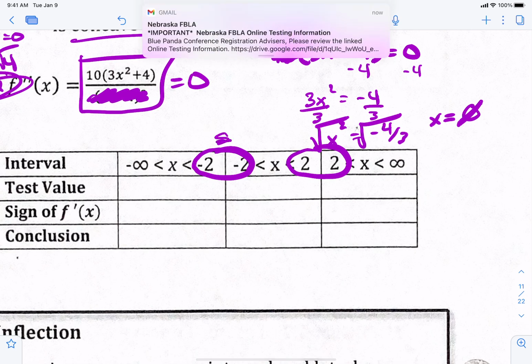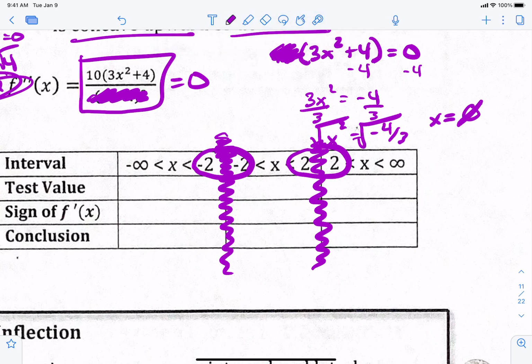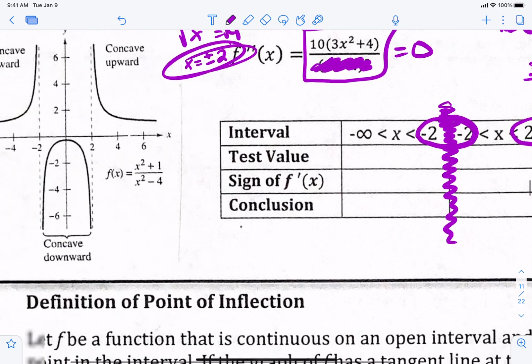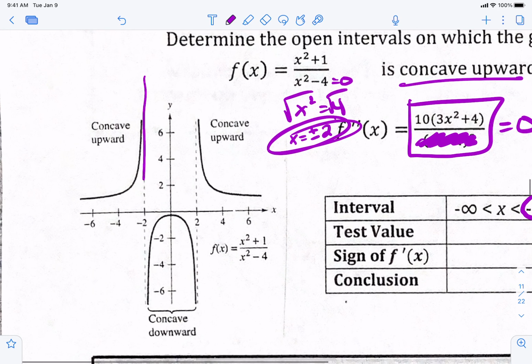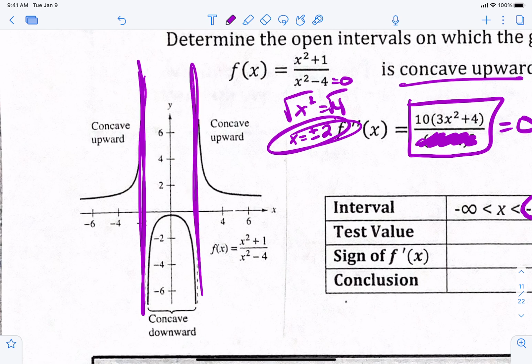I usually draw a little squiggly mark here so that I don't accidentally label those as a point of inflection, because there is no physical point at that place. If you look at the graph, you can see that. There won't be a point of inflection here or here because there is no actual point there. Those are vertical asymptotes, okay?